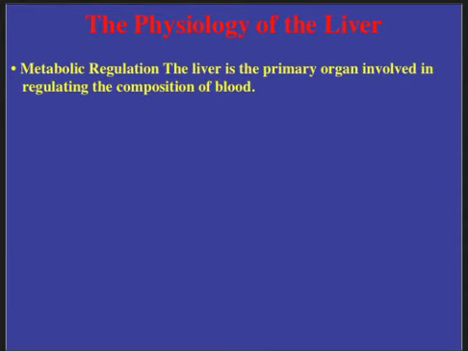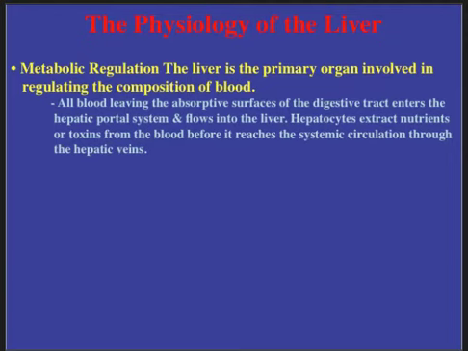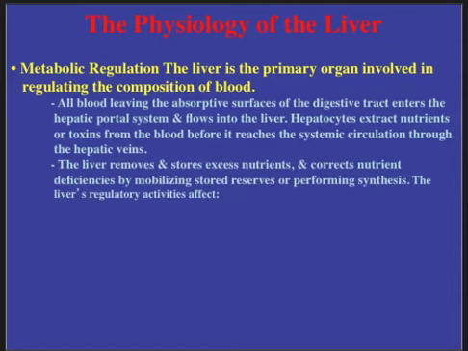In metabolic regulation, we look at the liver as the organ involved in regulating the composition of blood. All blood that leaves the absorptive surfaces of the digestive tract enters the hepatic portal system and flows into the liver to be cleaned. The hepatocytes extract nutrients and toxins from the blood before it reaches the systemic circulation through the hepatic veins. The liver removes and stores excess nutrients and corrects nutrient deficiency by mobilizing stored reserves or performing biosynthesis and then introducing those products into the blood plasma.